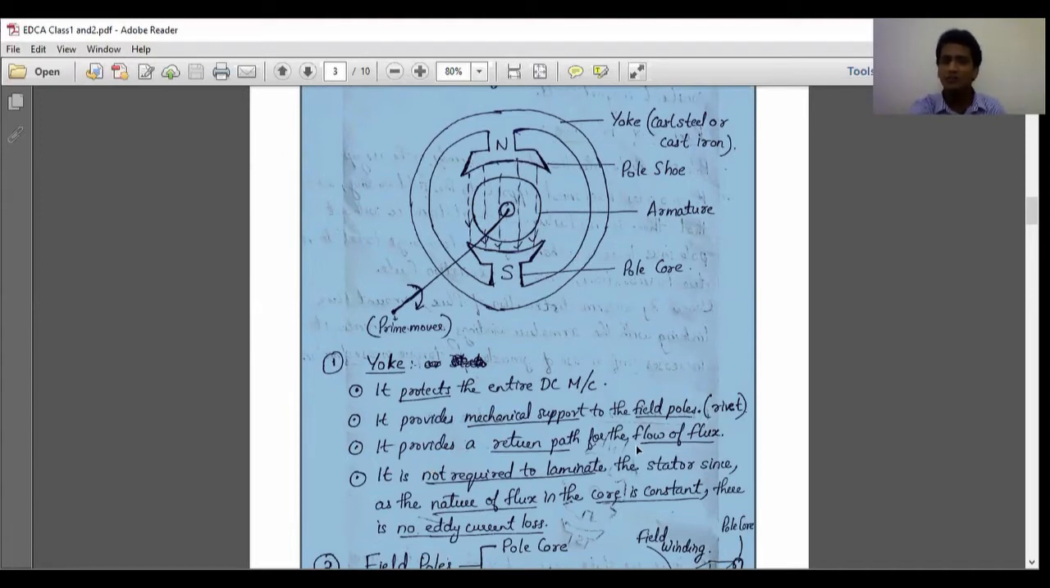And this point will be discussed later, because you need to know what eddy current loss is and what the requirement of lamination is, and this will be discussed later in the upcoming session. So let it be there itself. So the use of yoke has been discussed.